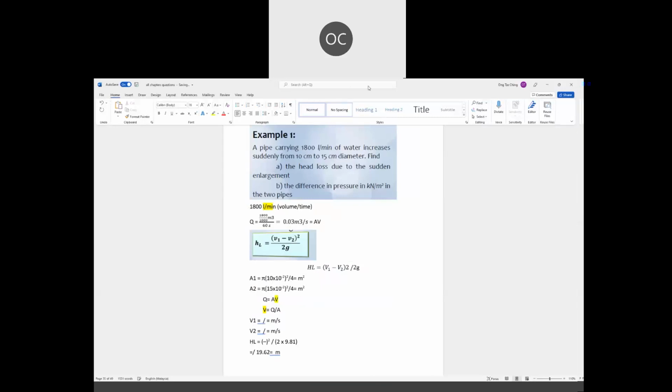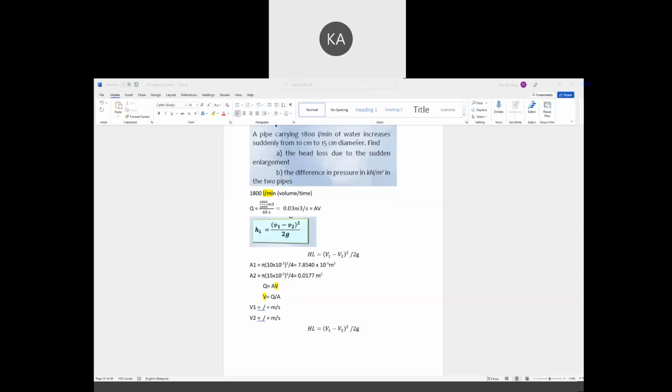Okay, please try to come up with area 1 and area 2. If you calculate it correctly, A1, you're supposed to have 7.8540 times 10 to the power of negative 3 meter squared, and the A2 value will be 0.0177 meter squared. Okay, so hopefully that value is the correct one.